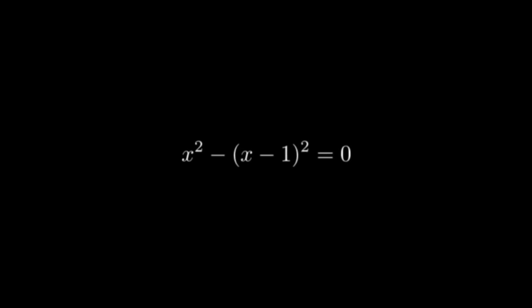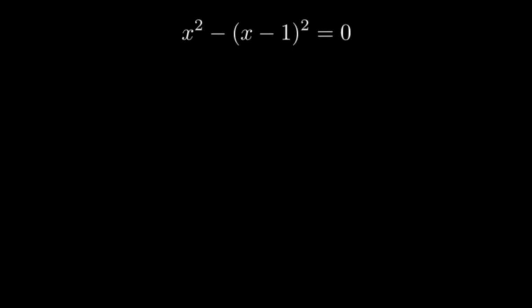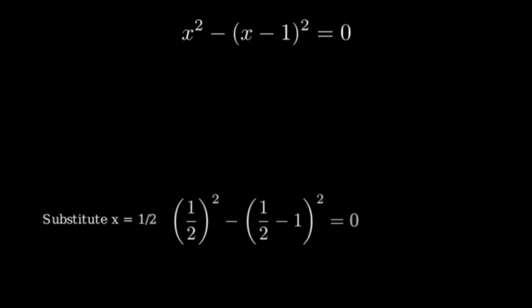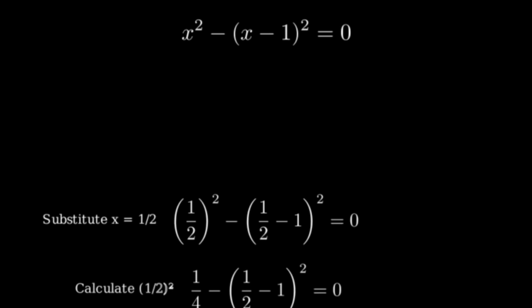Let's verify that x equals 1/2 is a solution to our quadratic equation, x squared minus the quantity x minus 1 squared equals 0. To verify our solution, we'll substitute x equals 1/2 into both sides of the equation. This will show whether 1/2 actually makes the equation true. Let's calculate each part step by step. For the first term, we square 1/2. 1/2 squared equals 1/4, because 1/2 times 1/2 is 1/4.